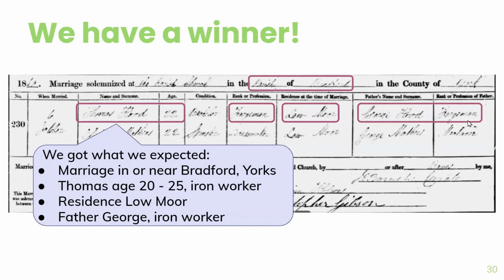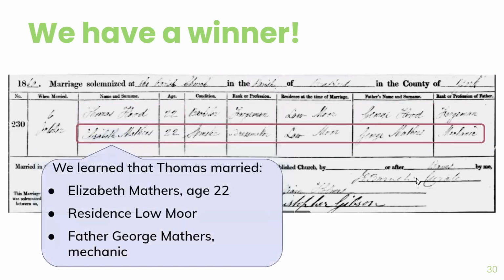So everything lines up. We have now used what we knew to discover what we didn't know, which is who Thomas married. So we have learned that Thomas married Elizabeth Mathers, age 22. She also was from Lowmore, probably not too surprising. And her dad is George Mathers, and he is a mechanic.